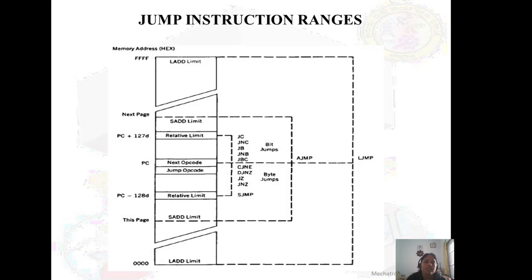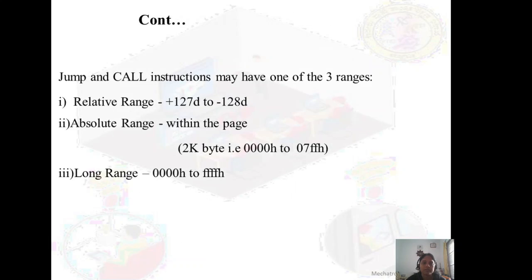In general, the instructions that are used in the relative range will be all conditional jumps only. That is JC, JNC, that is jump with carry, jump with not carry, and jumps like JB, JNB, JBC, which we will discuss in detail. The conditional jumps will be of relative range.